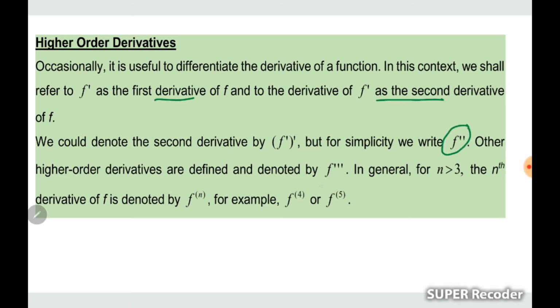Other higher order derivatives are defined and denoted by f triple prime. In general, for n more than 3, the nth derivative of f is denoted by f to the power of n. For example, f to the power of 4 or f to the power of 5.